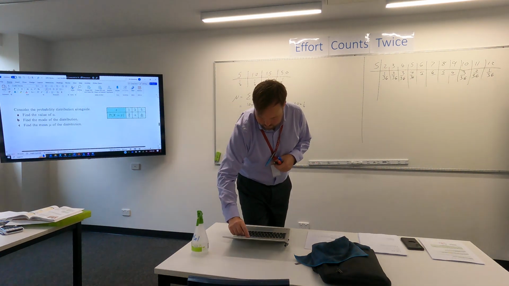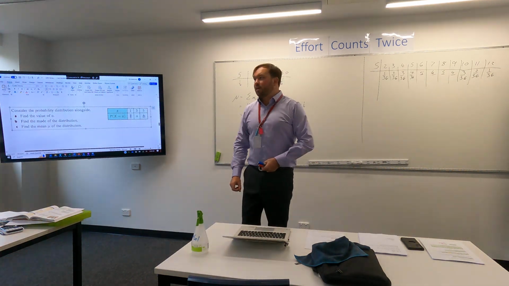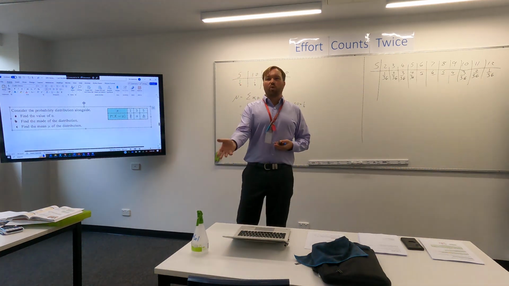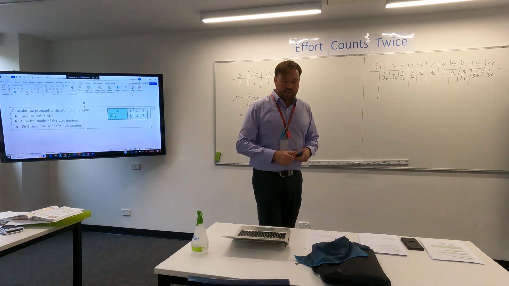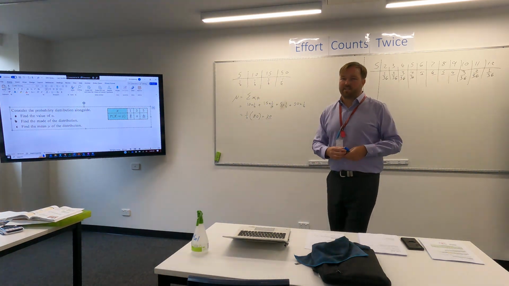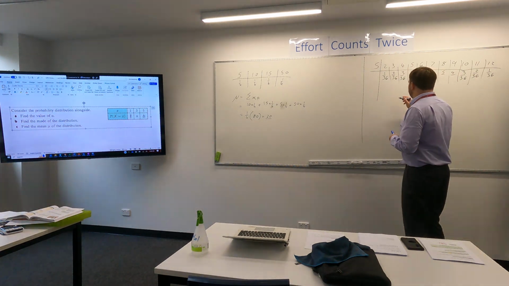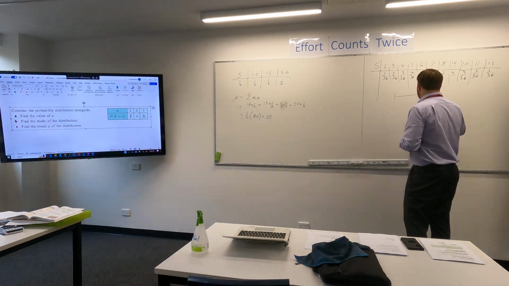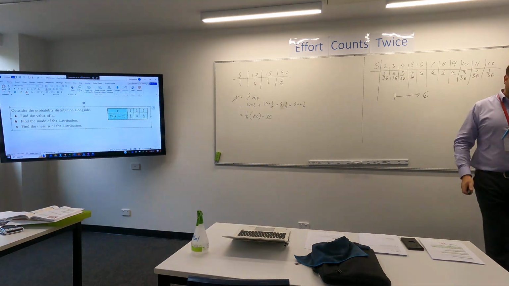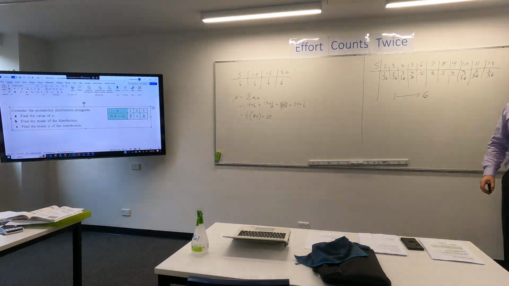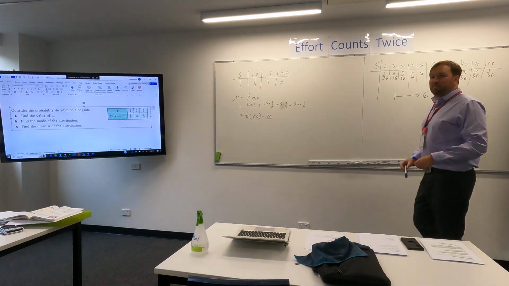What is the expected outcome? 20. Yes, 20, even though you can't roll a 20. Interestingly, does anyone know the expected outcome for a dice? Sorry, not the sum of 2 dice, just 1 dice, 1 to 6. What is the average roll? 1, 2, 3, 4, 5, 6. 3.5. Yes, it's 3.5.